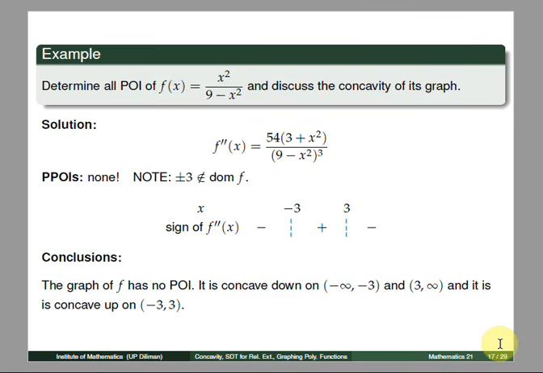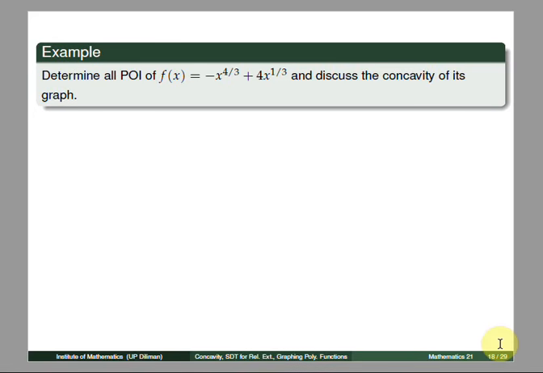Alright, so let's move on to our third example. Our third example is the function negative x to the 4/3 plus 4x to the 1/3. Please verify that f double prime of x is this function, negative 4 times x plus 2 all over 9x raised to 5/3. So f double prime of x is 0 whenever x is negative 2. On the other hand, it is undefined when x is 0. Hence, we have two possible points of inflection, negative 2 and 0.